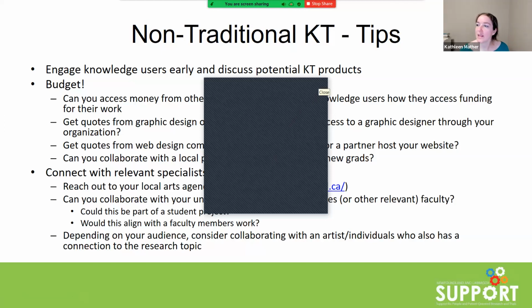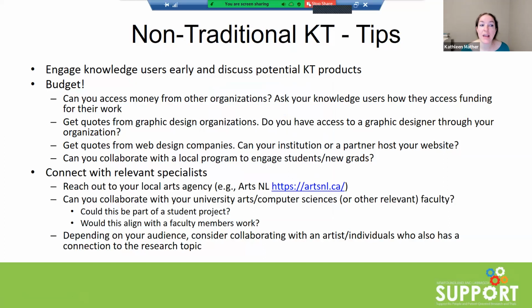Thanks so much. So yeah, I just wanted to provide a couple of examples for each of those KT examples that I gave earlier, and I've compiled all of those suggestions here in one spot. But the thing that I've highlighted a fair bit that I think is really important is that starting early piece. So engaging your knowledge users early and discussing those potential knowledge translation products early so that you can plan, you can budget, you can start asking around about making some of those connections with people that would have this expertise that your team doesn't have.